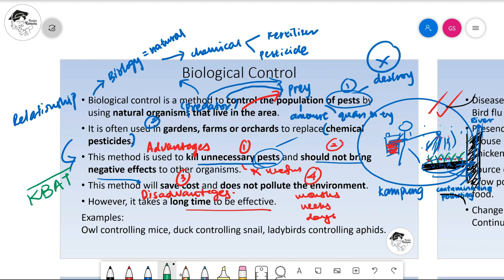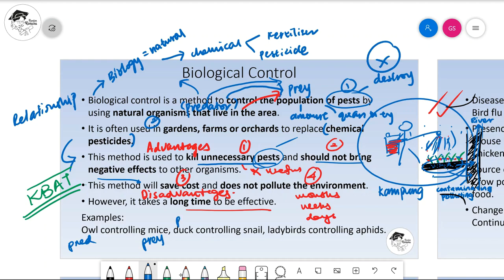So let me tell you. If your teacher is very good in setting KBAT questions, biological control is the one you have to take care of. So if you see an example, owl controlling mice, yes. Let's write out the relationship. Owl is going to be the predator. Mice will be the prey. Satu makan, satu dimakan.